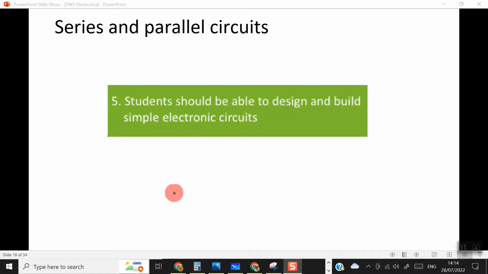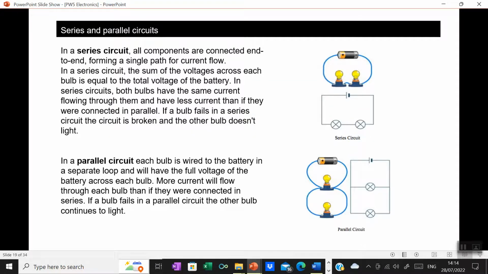So in this lesson, we're going to look at series and parallel circuits. And this, again, sectional learning, it's working towards this learning outcome. So students should be able to design and build simple electronic circuits. So these are two particular types of circuits, and we're going to look at some of the characteristics with these two types of circuits. So let's have a look.